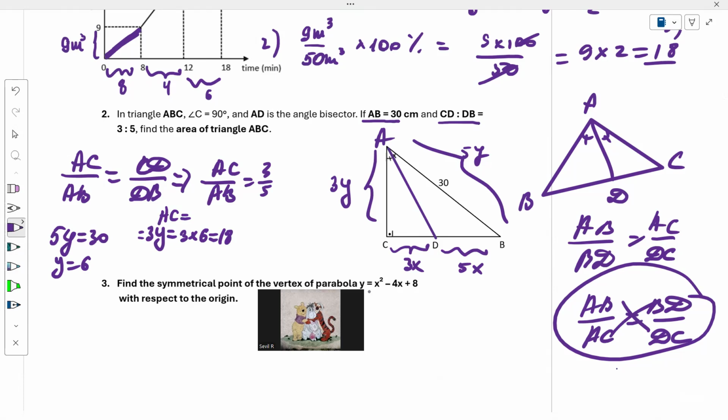To find CB, why do we need to find CB? Because in the third part of the question, we need to find the area of the triangle. To find the area, we just recall the formula: A equals 1/2 a times b.